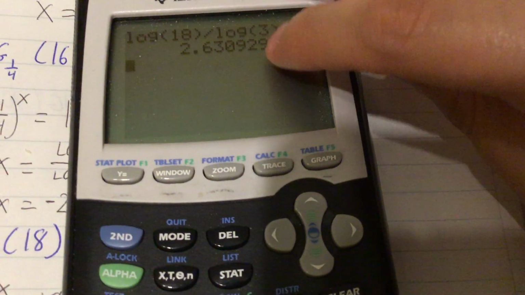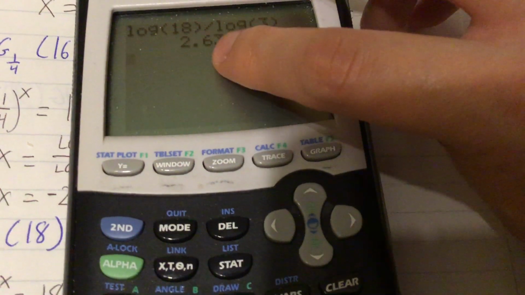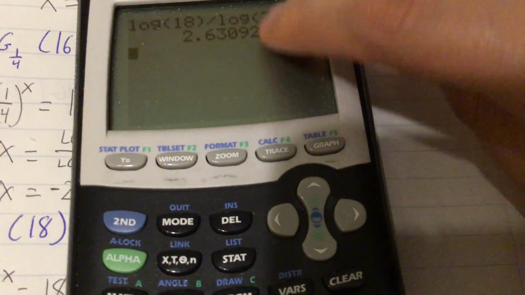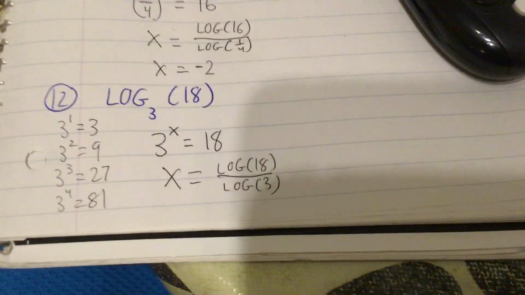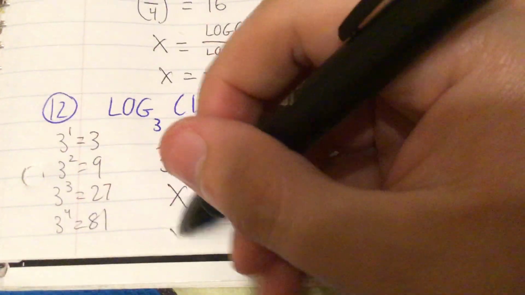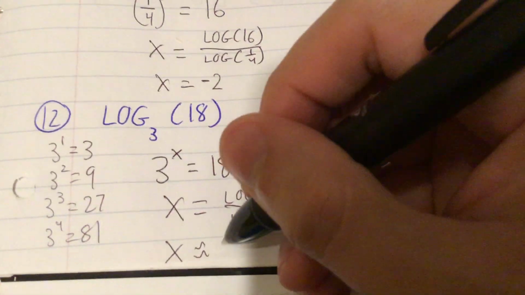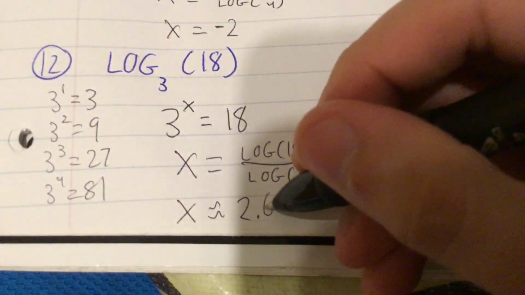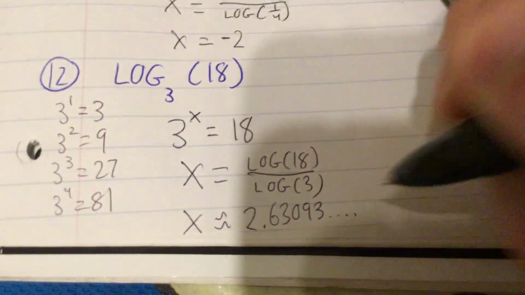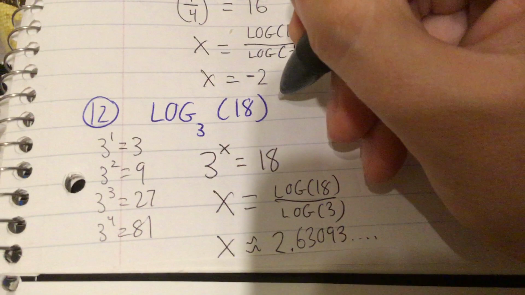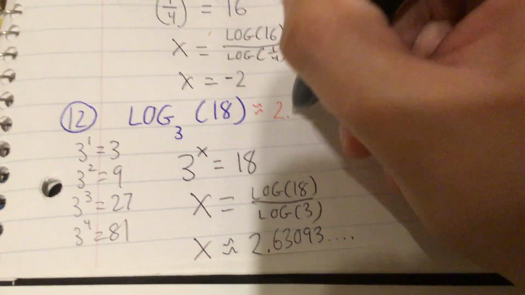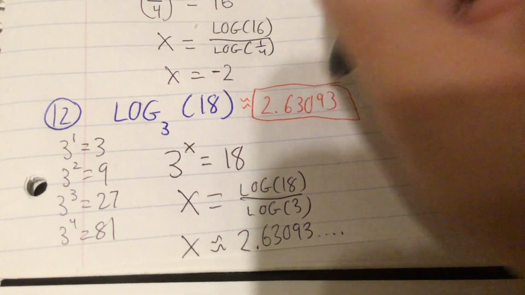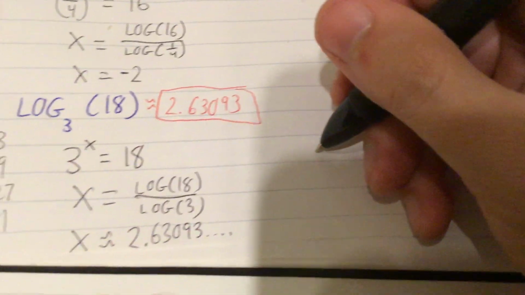Yeah, I'm going to round up that 2.63092 to become 2.63093. So let me just plug that in. So x is approximately 2.63093. I'm going to put a little squiggle because it's approximate. 2.63093. And if you don't believe me, you can check your work on the side.